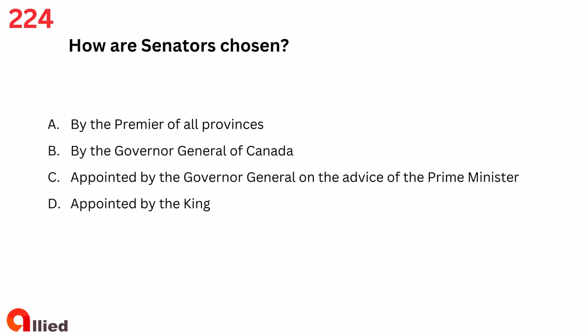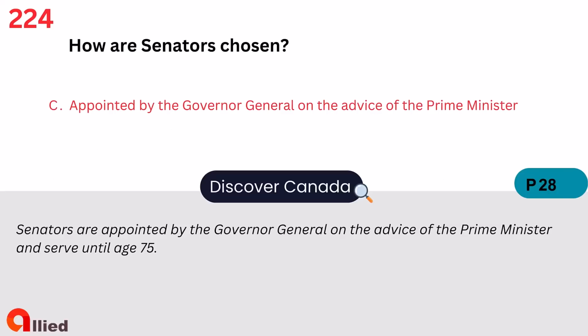B. By the Governor-General of Canada. C. Appointed by the Governor-General on the advice of the Prime Minister. D. Appointed by the King. The answer is C. Appointed by the Governor-General on the advice of the Prime Minister.